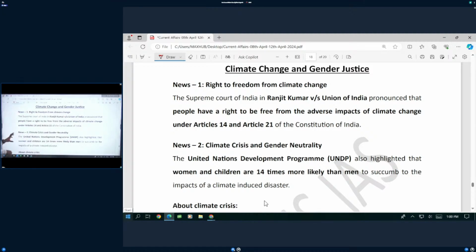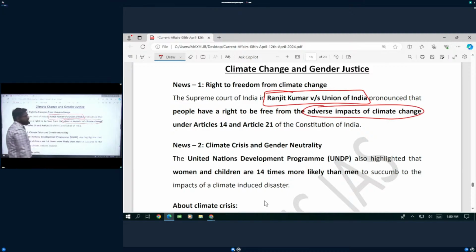तो देयर वर टू न्यूज़, आई हैव क्लब्ड बोथ ऑफ देम टुगेदर. Supreme Court in Ranjit Kumar versus Union of India case has now declared that you people have a fundamental right from adverse effect of climate change. Under Article 21, now you have another right. The right is that you have a fundamental right from adverse effect of climate change under Article 14 and 21.